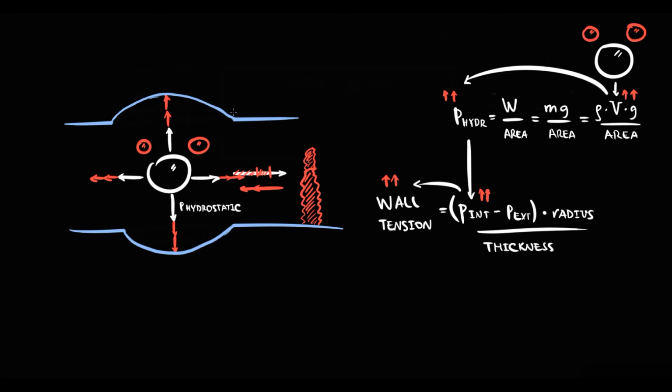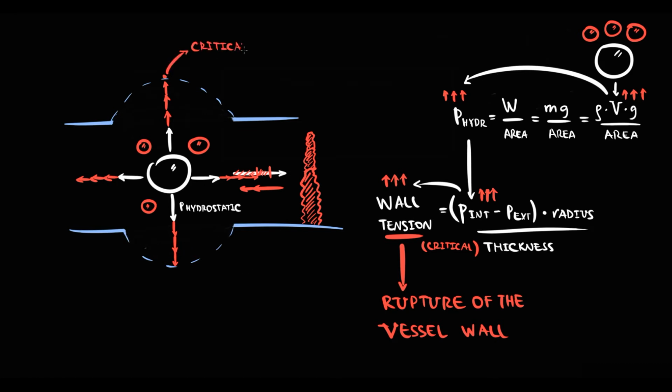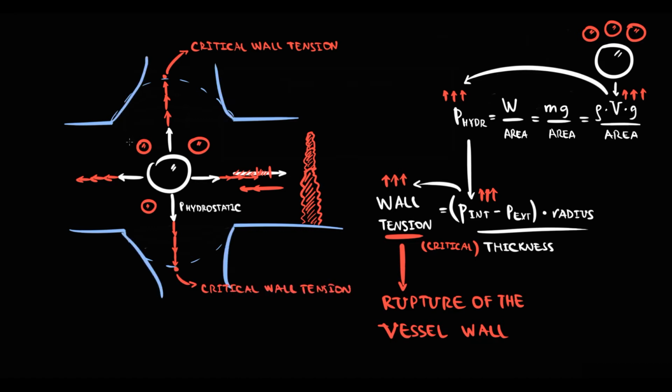And if obstruction becomes even more severe, so more fluid will accumulate inside the blood vessel, then hydrostatic pressure increases even further. With increase in hydrostatic pressure, wall tension increases. And if wall tension reaches a critical level, rupture of the vessel occurs. So the force created by hydrostatic pressure that acts on the blood vessel wall at some point will prevail over the ability of the vessel wall to distend, and when this happens, rupture of the vessel occurs.